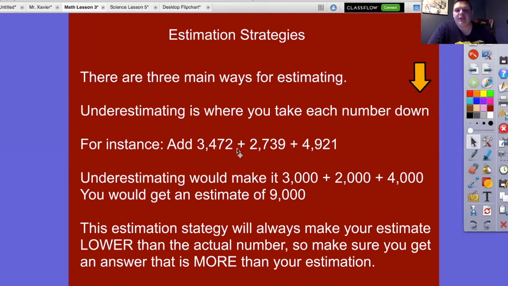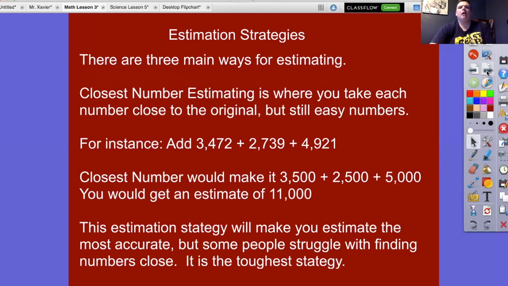So this would be 3,000. This one right here would be 2,000. And this one would be 4,000. So underestimating would make it 3,000 plus 2,000 plus 4,000. You'd get an estimate of 9,000. This estimation strategy will always make your estimate lower than the actual number. So you got to make sure that your answer is more than your estimation, excuse me.